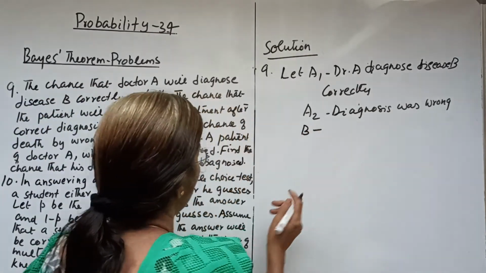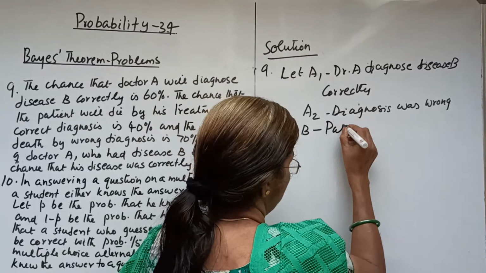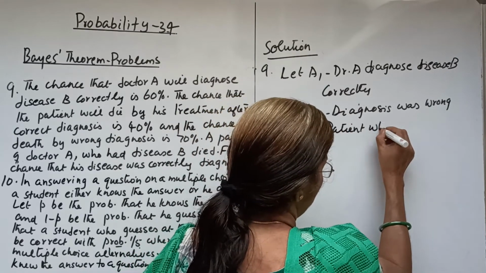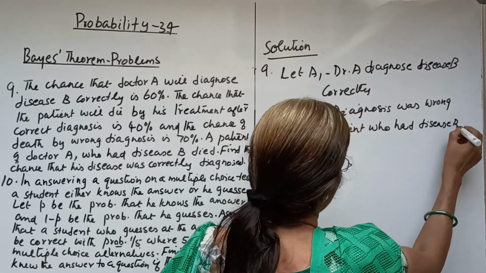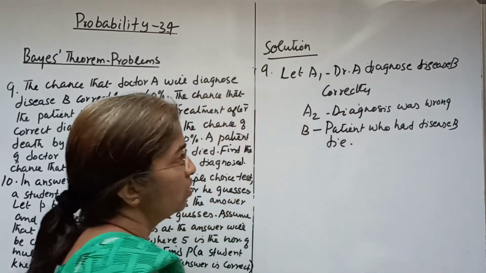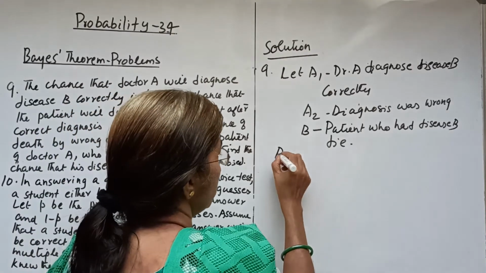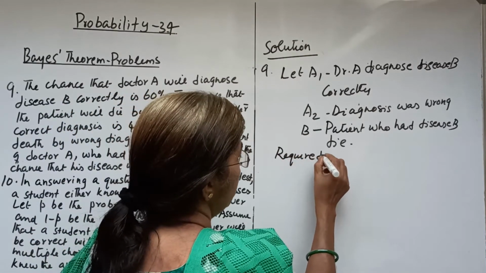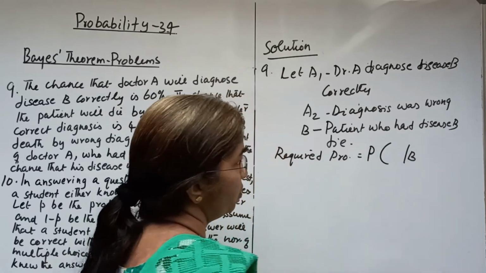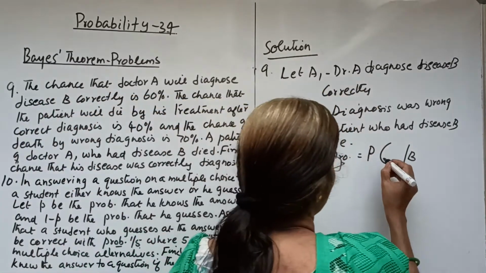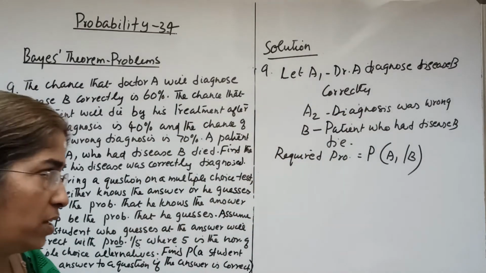And we have B as the event that the patient who had disease B died. Firstly, define the events very correctly. Now the required probability: we are given that the patient died of disease B and the diagnosis was correct. It was correctly diagnosed. That is the problem. So P of A1 given B.